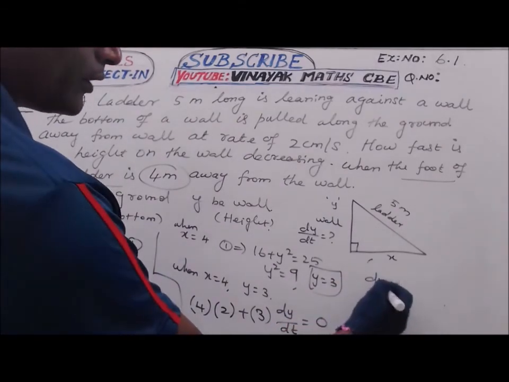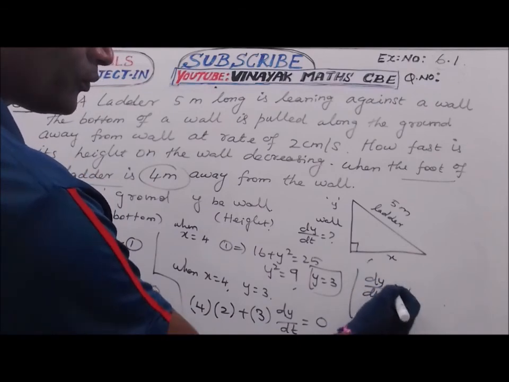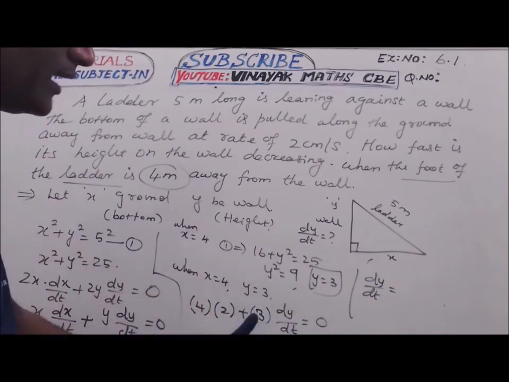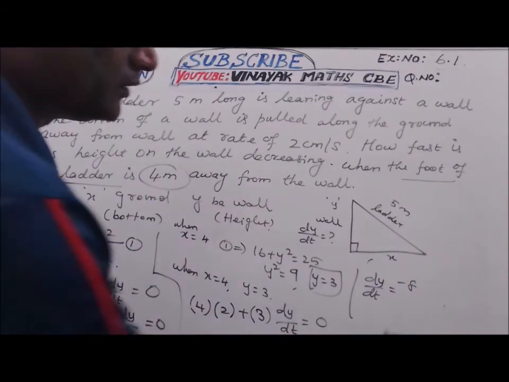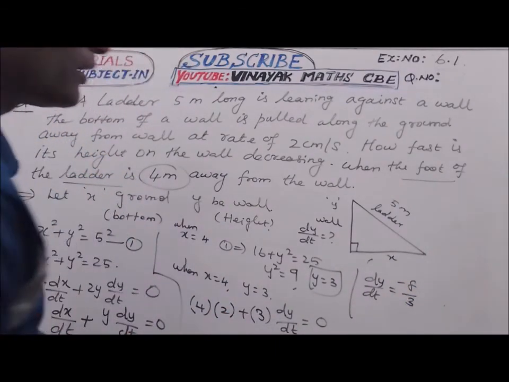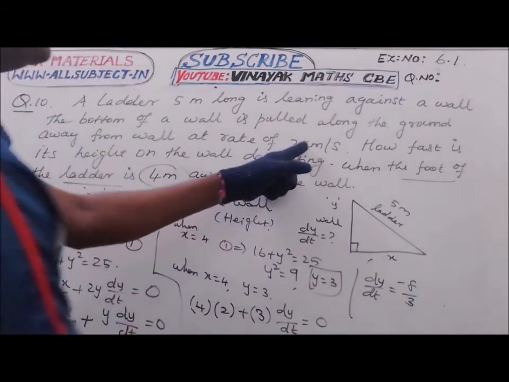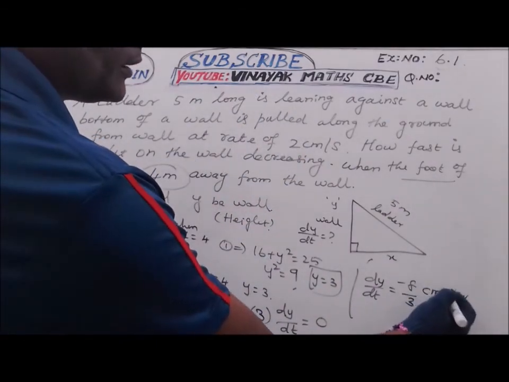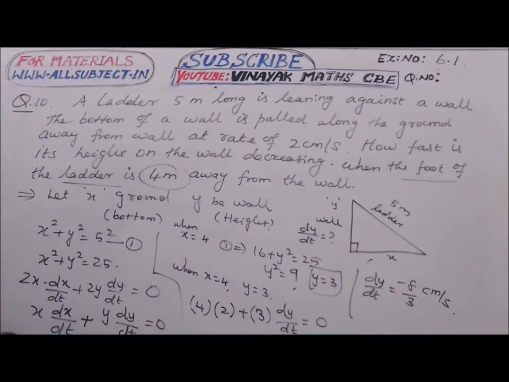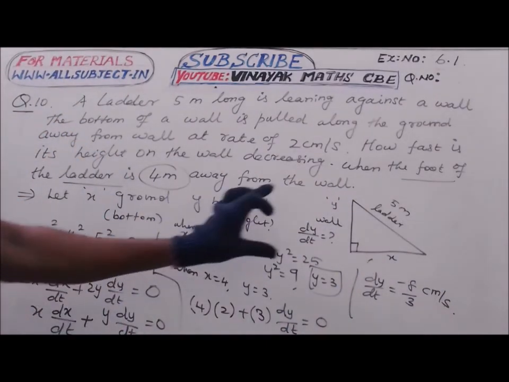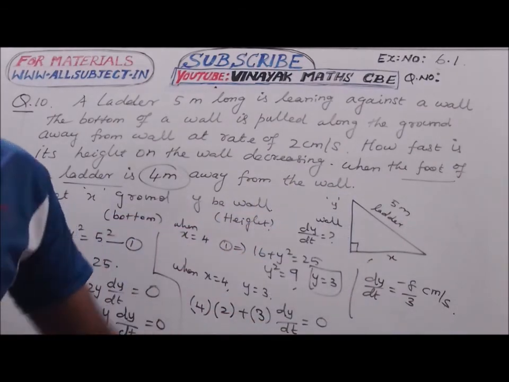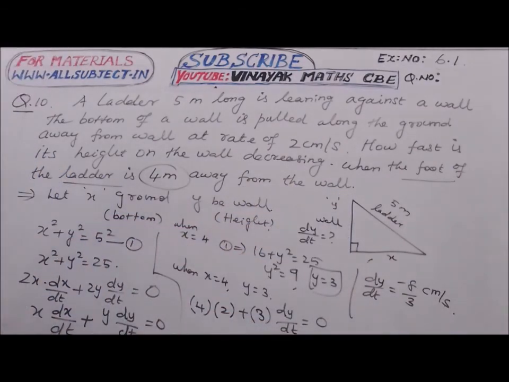dy by dt equal to minus 8 by 3. The unit is centimeter per second. The negative sign indicates the height is decreasing. So the height is decreasing at a rate of 8 by 3 centimeter per second.